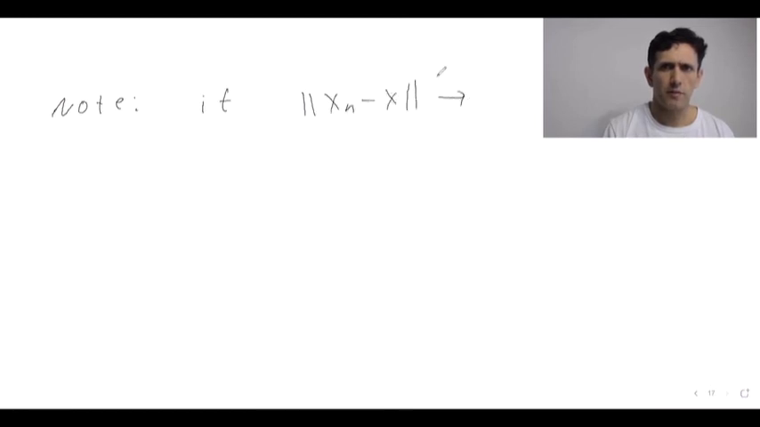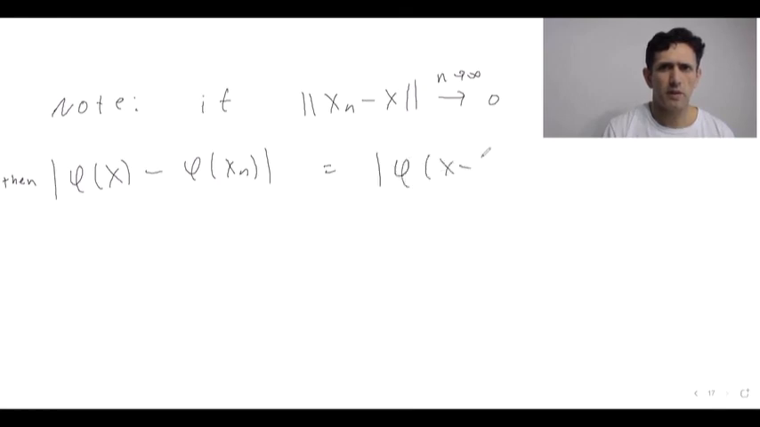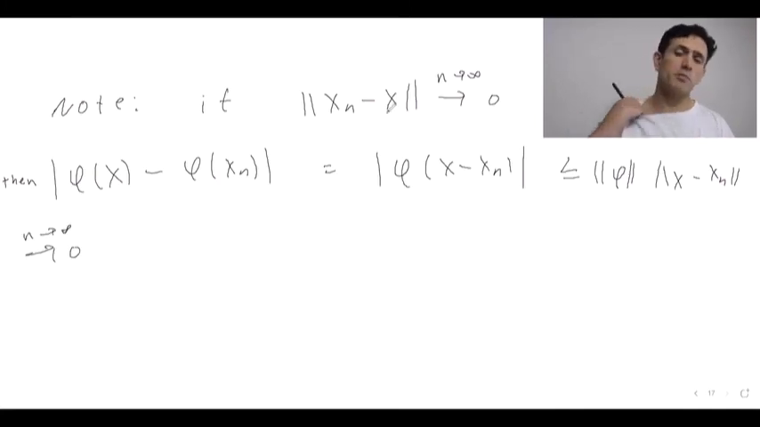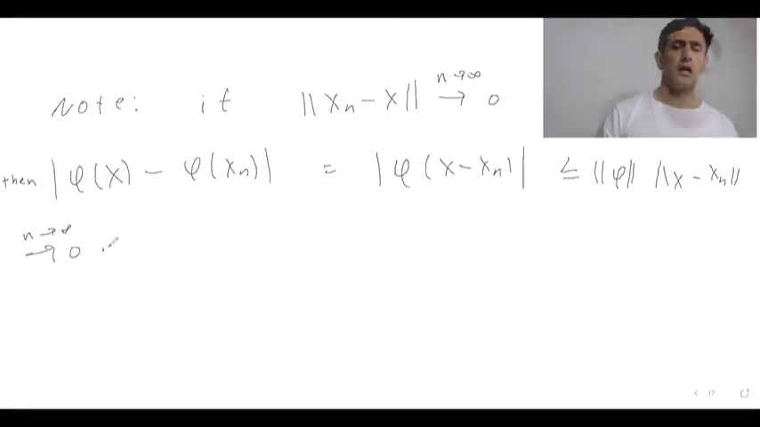So first of all, if Xn converges to X in norm, then it's pretty easy to show that norm convergence implies weak convergence. Not a whole lot to that. Use linearity. This is bounded. So norm convergence implies weak convergence. So in that sense, weak convergence is weaker than norm convergence.